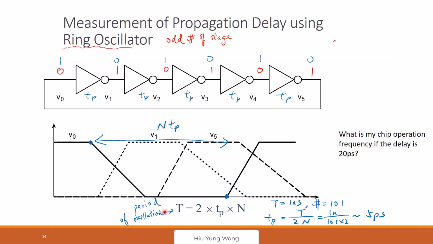Yeah. Now, the only thing I just want you to be very careful about is when people tell you that my delay of inverter is 20 picoseconds. Does it mean that you can operate at a clock frequency corresponding to 20 picoseconds?